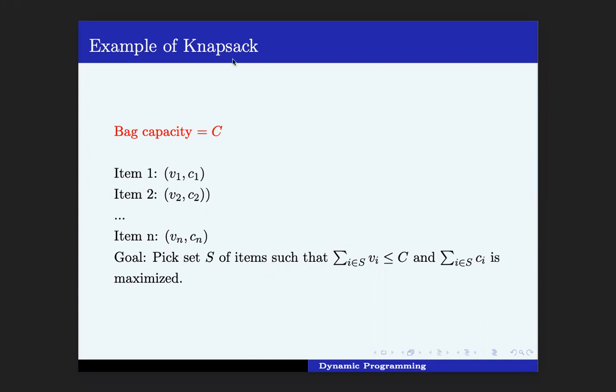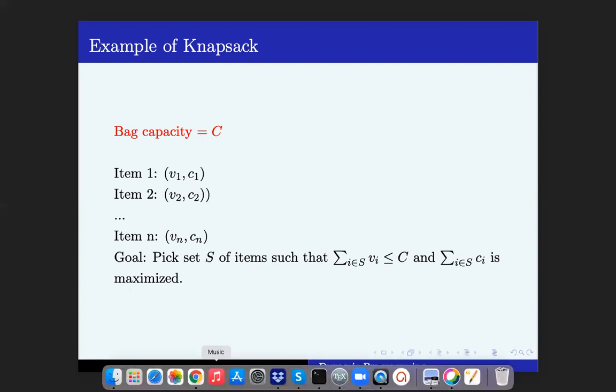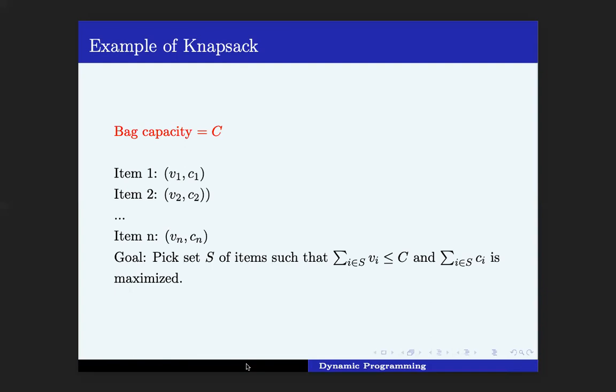So the input size of this problem is 2 times n times the number of bits to represent v1 to vn or c1 to cn, and this number c. We can think of all of them, v1 to vn and c1 to cn, as upper bounded by the size c, right? So it is 2n plus 1, 2n times log c, or in other words, input size is something of a constant times n times log c. Is this clear?